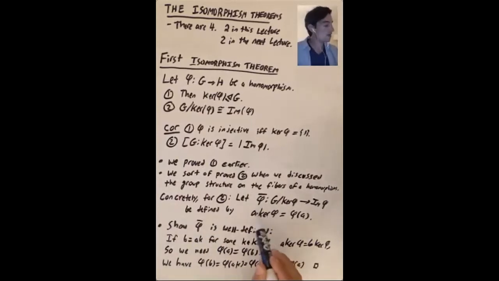So first, let's show that this is well defined. If you have a left coset A times the kernel of phi, what do the other elements of this left coset look like? They look like A times something in the kernel. So if B is equal to AK, then the left coset of the kernel containing A is the same as the left coset of the kernel containing B. So if you apply this map phi hat to A kernel phi or B kernel phi, that's the same coset. So it better be the case that phi of A is equal to phi of B. Otherwise, this map just doesn't make sense.